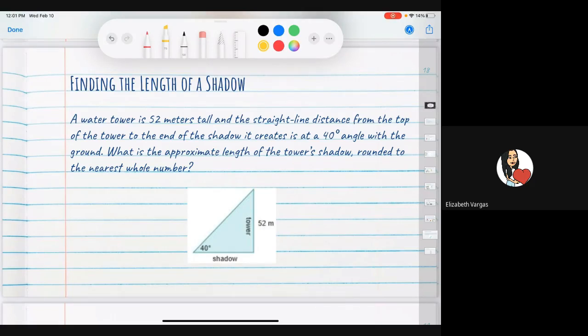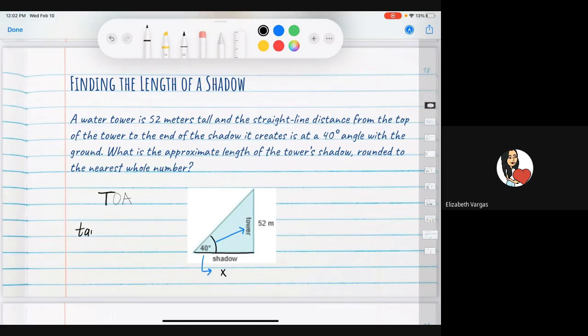So I want to identify what do I have. Well, what I'm looking for is the approximate length of the tower shadow. So I'm looking for this right here. And so I want to see what I have compared to this acute angle. Well, it looks like I have an opposite and I have an adjacent. So if I have an opposite and an adjacent, what does this remind you of? It should remind you of TOA. So now I'm going to use my tangent, and then I'm just going to plug in what I have.